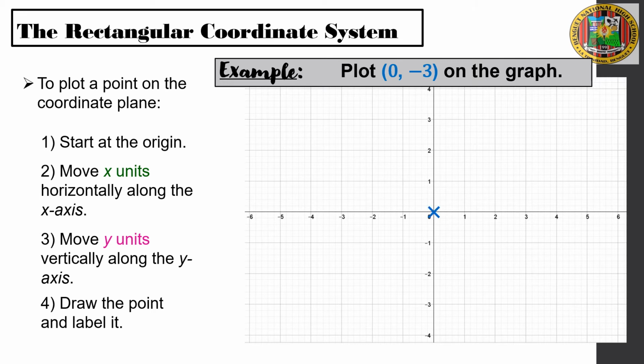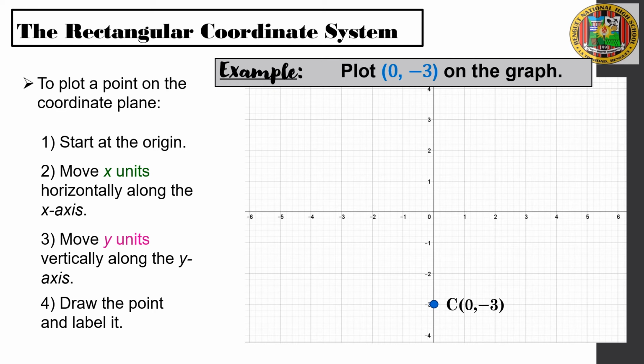The next step says that we move according to our abscissa, but the x-coordinate that we have in our point is 0. This means we don't move along the x-axis and we proceed to our next step. We have -3 as our ordinate, so that means we move down 3 units along the y-axis. Then we draw the point that represents the location of 0, -3 and label it as point C.